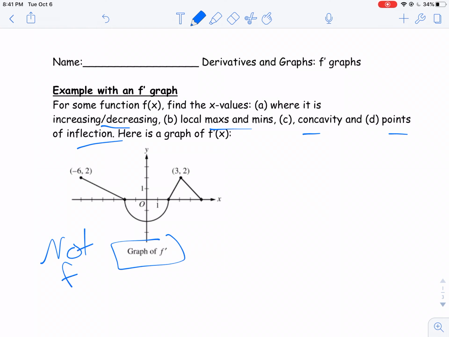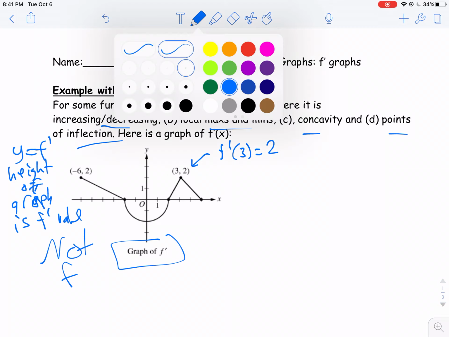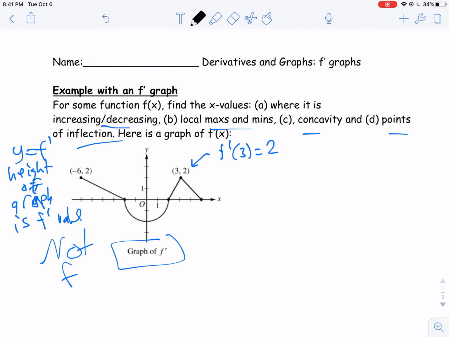So what that means is that the y value is your f prime, meaning the height of the graph is the f prime value. If we took a look at this point at (3, 2), that means that f prime of 3 is equal to 2. So the height of the graph is the slope of f. So for this problem we're going to ask some of the usual suspects. Let's just start with these.